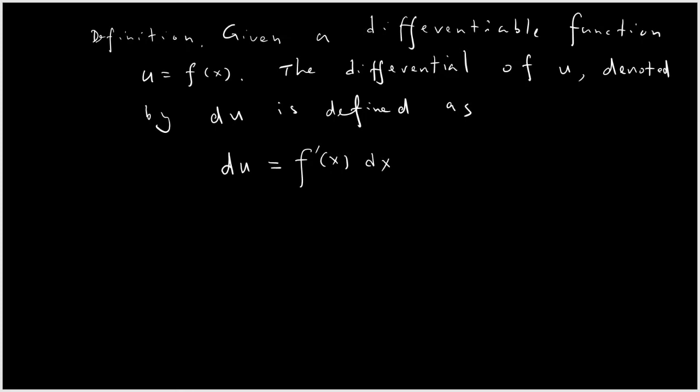For this one, you can treat du as a function of two variables, x and dx. By that, I mean each value of du is dependent on a particular value of x and a particular value of dx.